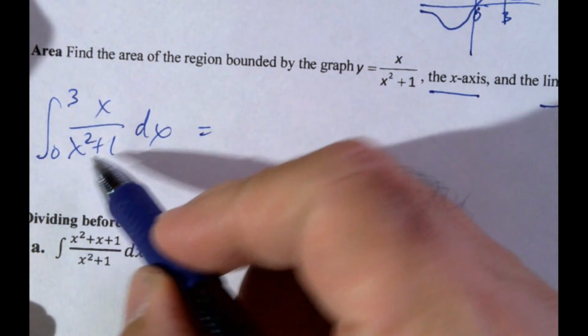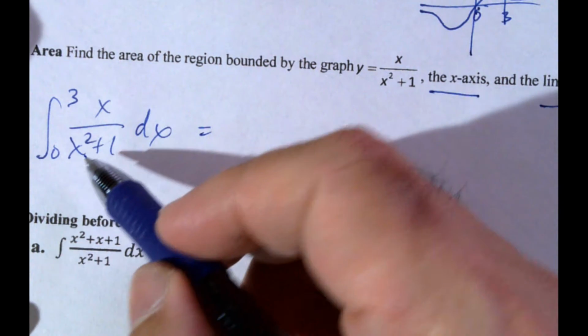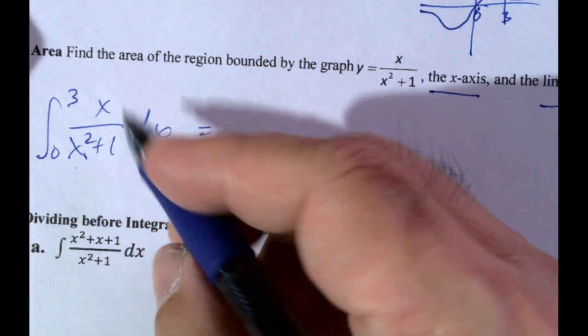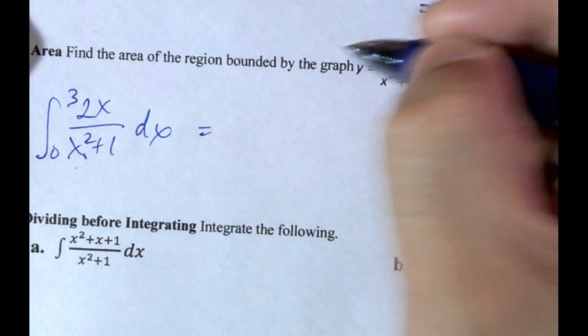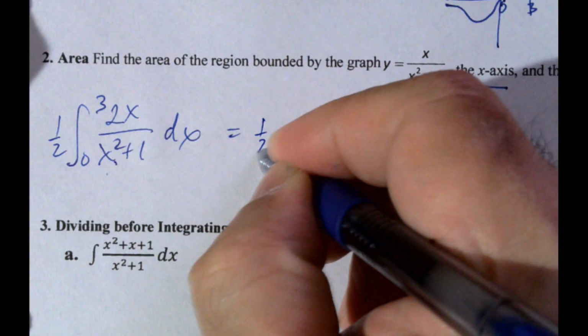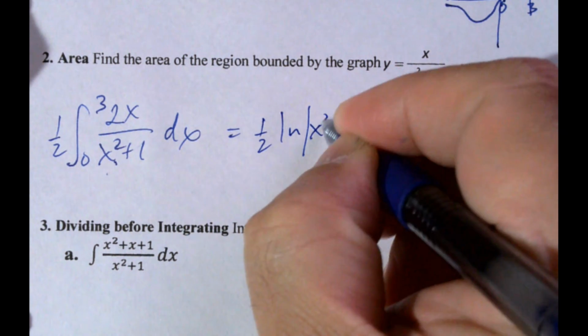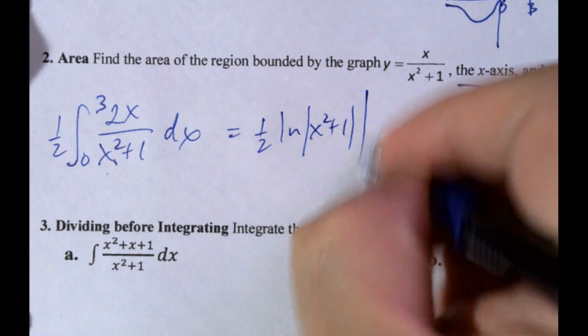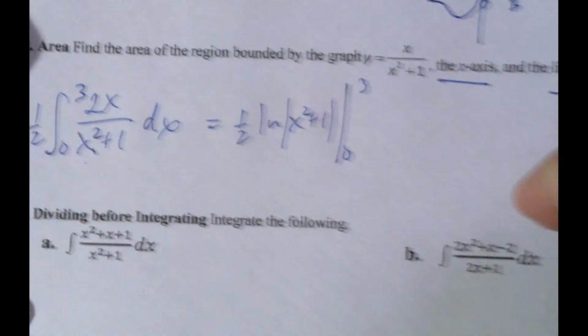So what's the derivative of x squared plus 1? The derivative of x squared plus 1 is 2x. So I'm missing a 2. Put a 2 up there, compensate for that 2 by multiplying by a half. So it's 1/2 natural log absolute value of x squared plus 1 taken from 0 to 3. So I'm going to work that out.